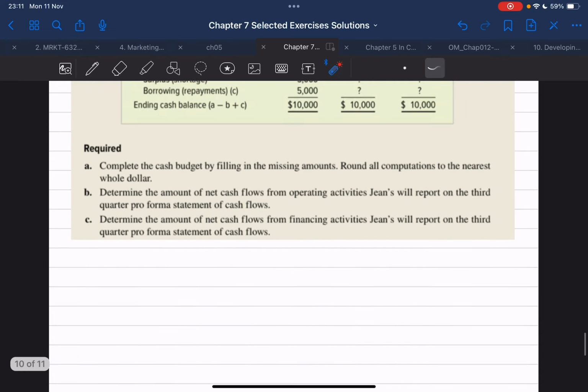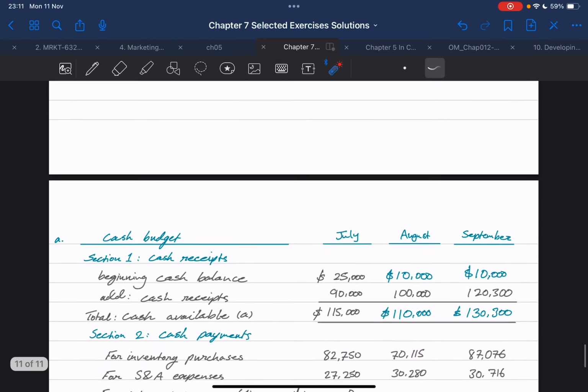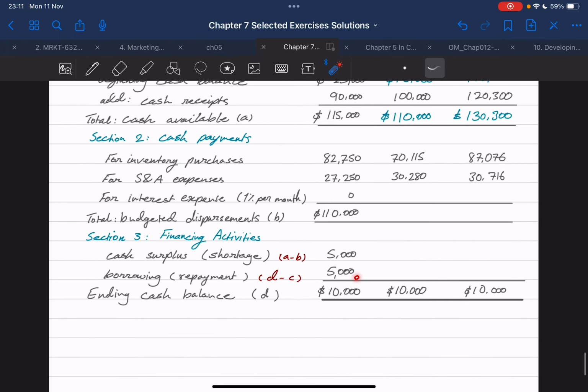The question told us that the interest is charged at the rate of 1% per month, okay? So if the total amount borrowed is $5,000, that means the interest here is going to be 1% of that. So 5,000 multiplied by 0.01, that's $50. Okay.